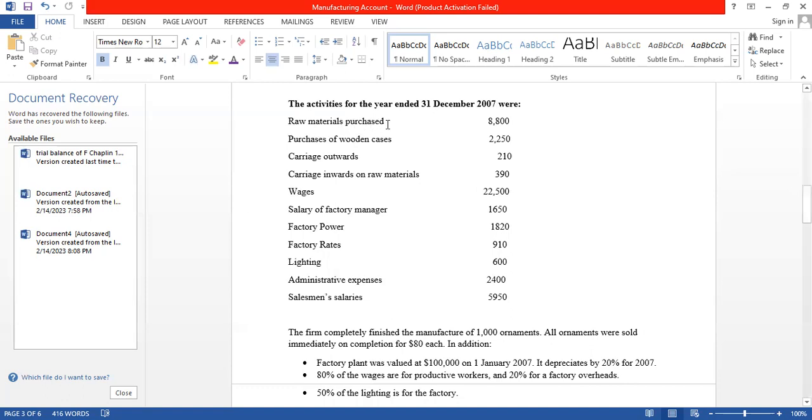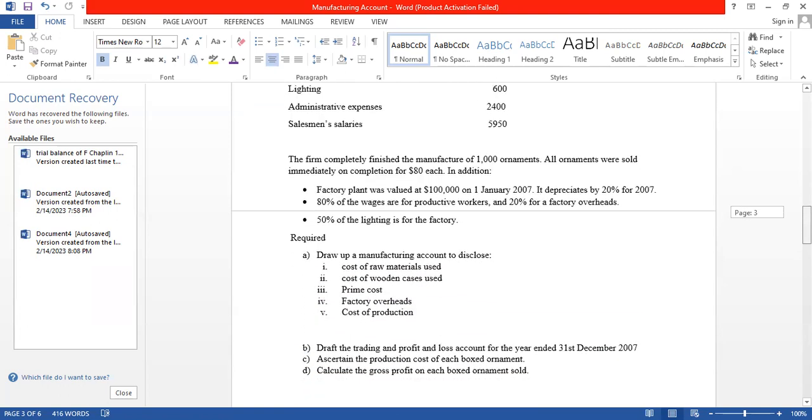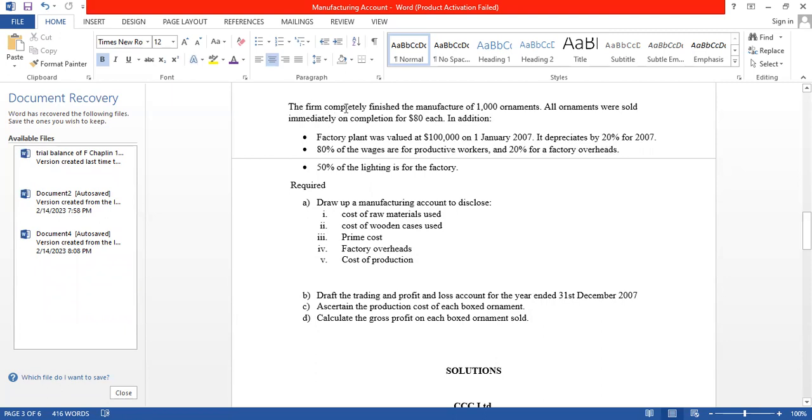So raw materials purchased during the year amounted to $8,800. Purchases of wooden cases amounted to $2,250. Carriage outwards, $210. And the list goes on with a bag of other expenses. Of course, you have to pay the salesmen their salary, and that totaled $5,950. The question continues by saying, the firm completely finished the manufacture of 1,000 ornaments.